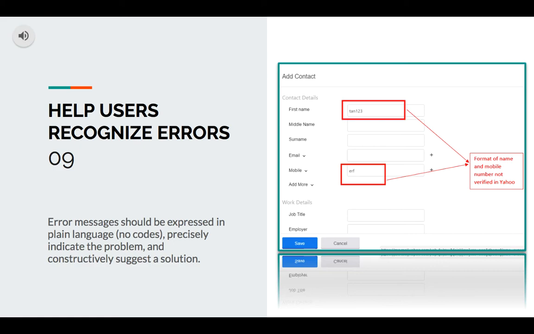The recommendation would be for Yahoo to verify the format of the name and mobile number field while creating a new contact so that it can avoid storing the incorrect information.